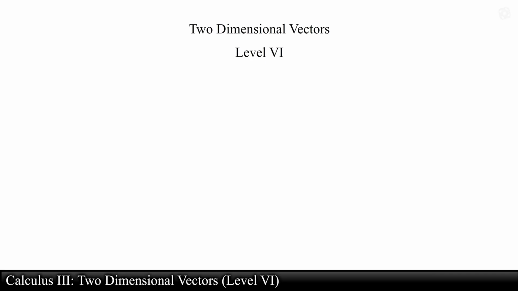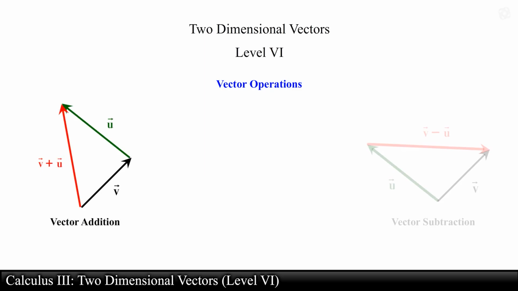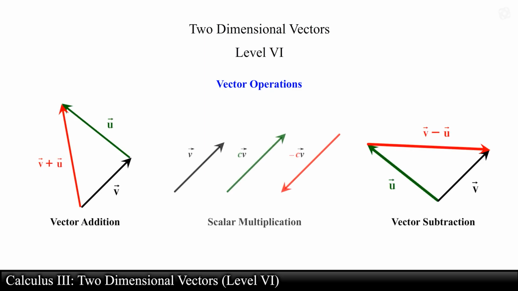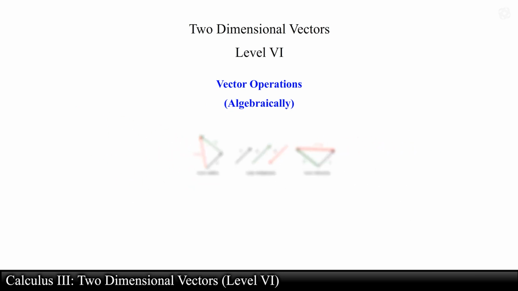Two-dimensional vectors, Level 6. In the previous videos, we learned the geometric representation of vector operations, specifically vector addition, vector subtraction, and scalar multiplication. In this video, we will learn how to precisely carry out these vector operations algebraically. Let's start with scalar multiplication.